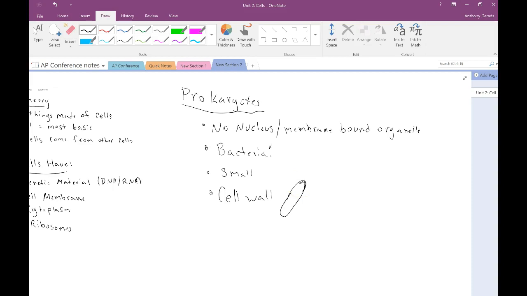Think about a plant cell. Is a plant cell round? Nope. They tend to be square, or shaped like a hexagon or an octagon. So they're not round, therefore they need a cell wall. Okay? So that's our prokaryotes.